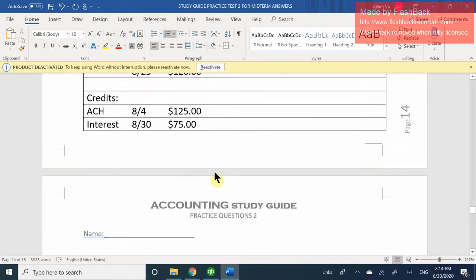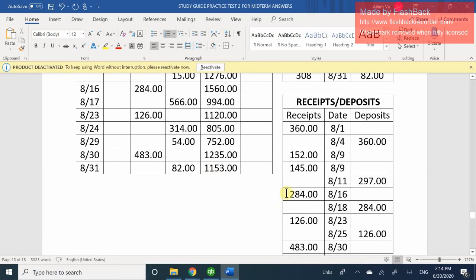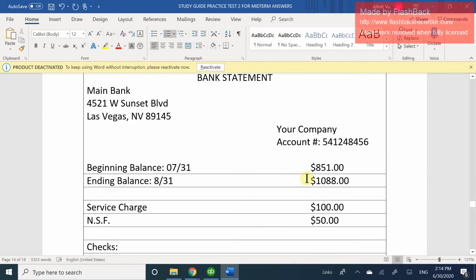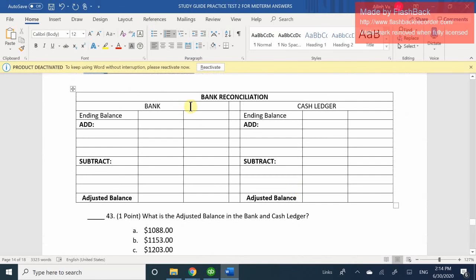No, that's not right. Where did you get this number from? On the bank statement, the ending balance for 8/31 is $10,088. Okay, good. So we're going to start on the bank side with 10,088. What do we need to add when we're dealing with our bank? Service charge and NSF check? No, that's the wrong side. Any missed deposits. Remember, now we're dealing with the bank side.